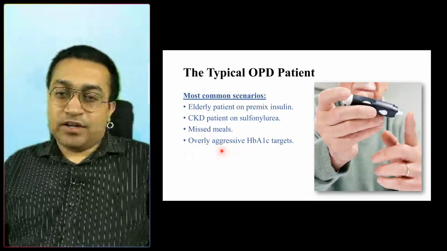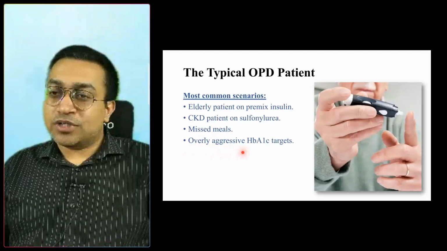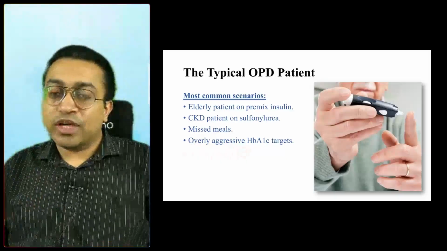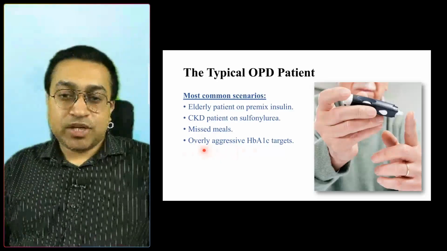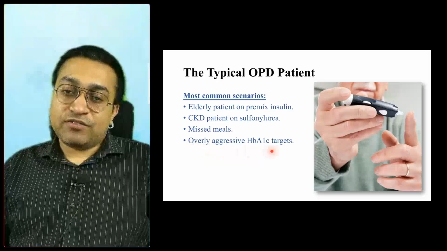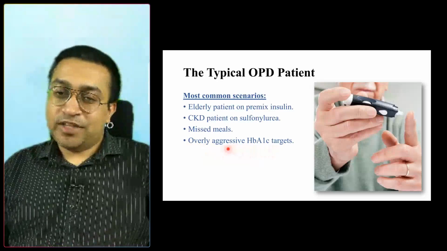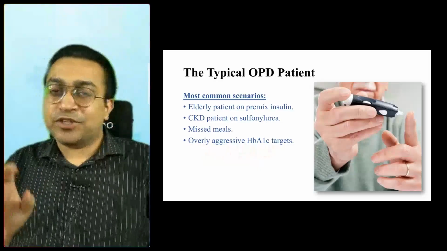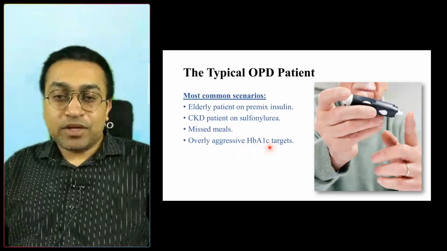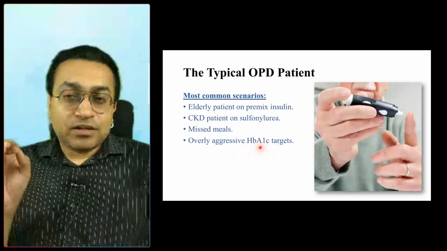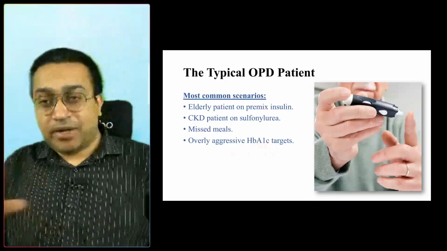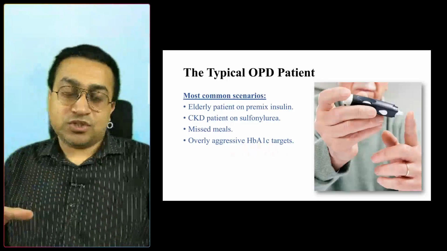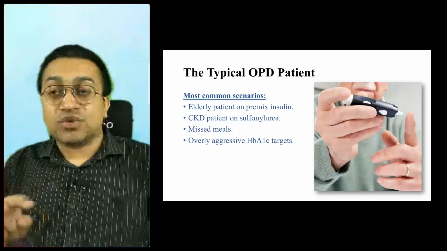Then again, something which I think most of the doctors who are here listening, we have more than 250 doctors listening to me right now: overly aggressive HbA1c targets. I think most of us will agree, with HbA1c, patient and doctor both are concerned. But you have to remember, it's not simple mathematics, it's dynamic. So you have to focus on the HbA1c value based on the age group.